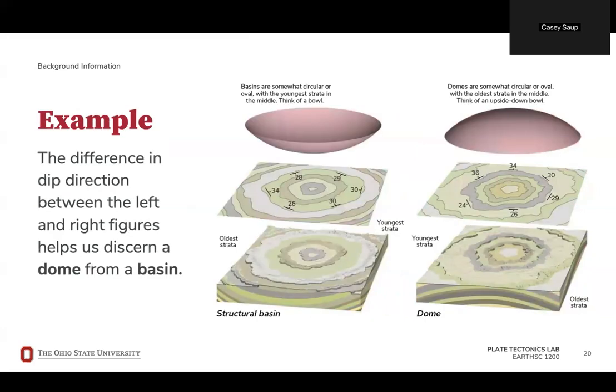This slide shows an example of how three-dimensional block diagrams can be used to distinguish between different types of structures. The difference in dip direction between the left and right figures helps us discern a dome from a basin. A dome has layers dipping away from the center, while a basin has layers dipping towards the center.